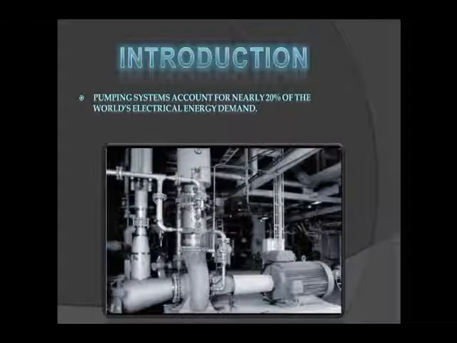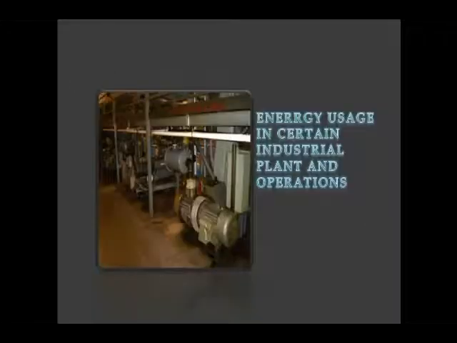Pumps are a very useful part of an industry. They are very useful in electricity generation. Pumping systems account for nearly 20% of the world electricity demand. Pumping systems are widely used in certain industrial plant operations. Pumping systems range from 25 to 50% of the energy usage of different plant operations in industries. You can see in the picture there is a centrifugal pump used in an industry.